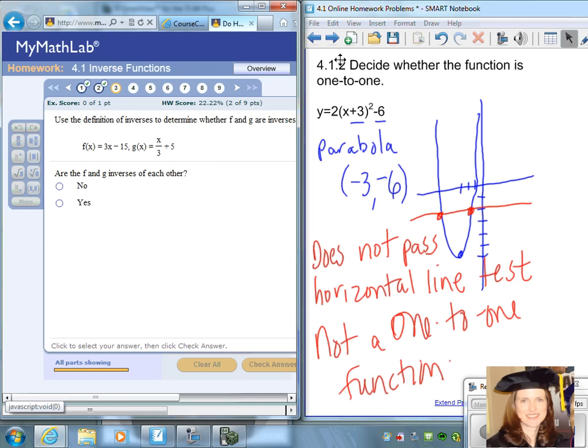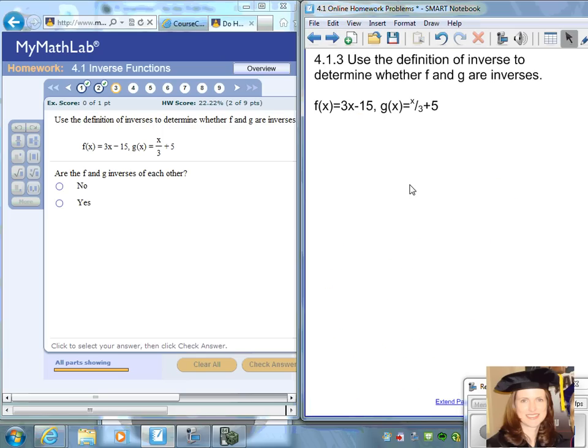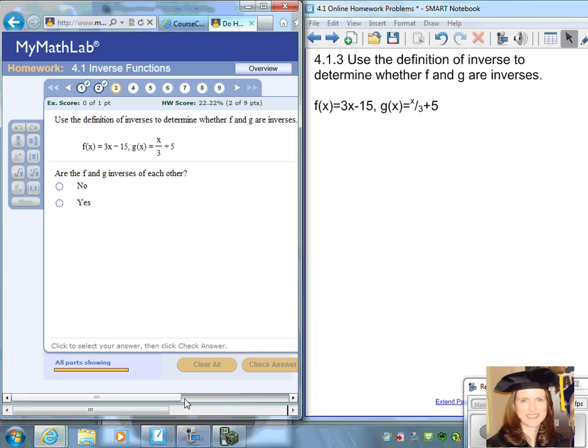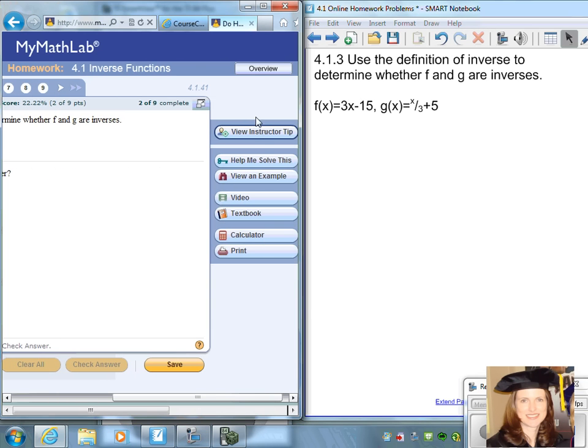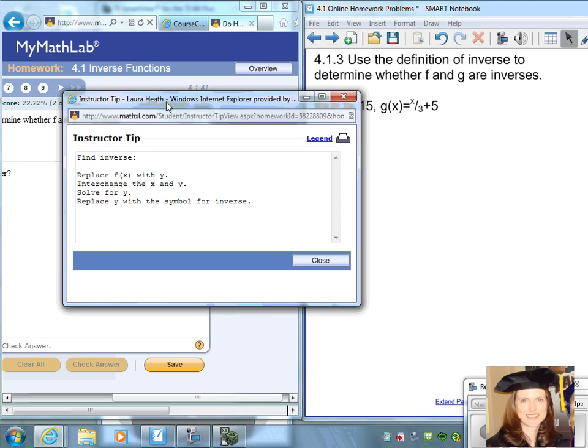Okay, let's look at number 3. In number 3, we're asked to use a definition of inverse to determine whether f and g are inverses. The way I'm going to approach this problem is to start off with the function f of x and use the steps to finding an inverse. And you can refer to the instructor tip here for the steps for finding an inverse.